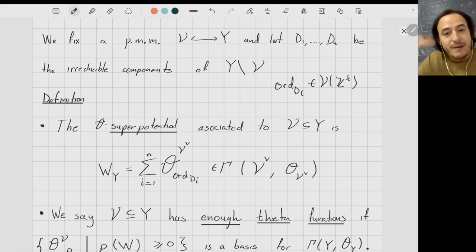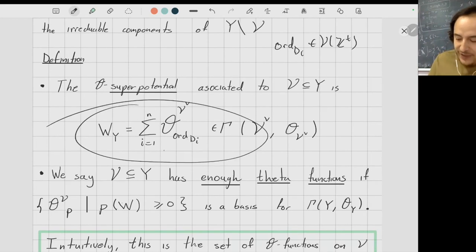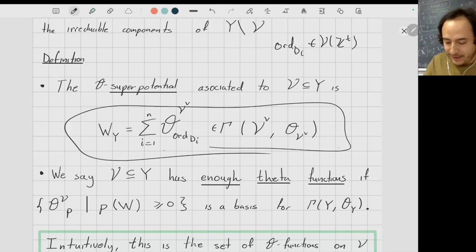Assuming the Fock-Goncharov conjecture holds, every tropical point has a theta function. So I have n theta functions, one for every divisor, and I can add them. If I add them, I obtain a regular function on my dual cluster variety that I will call the theta superpotential.